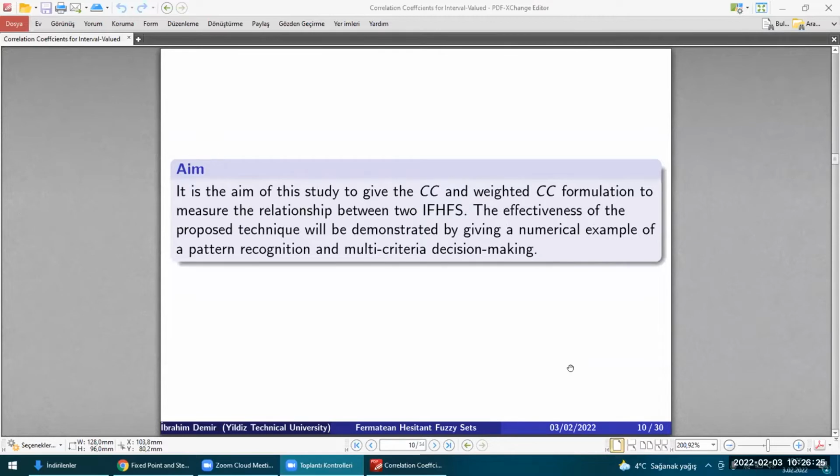It is the aim of this study to give a correlation coefficient and a weighted correlation coefficient formulation to measure the relation between two IFHFS. The effectiveness of the proposed techniques will be demonstrated by giving numerical examples of pattern recognition and multi-criteria decision making.